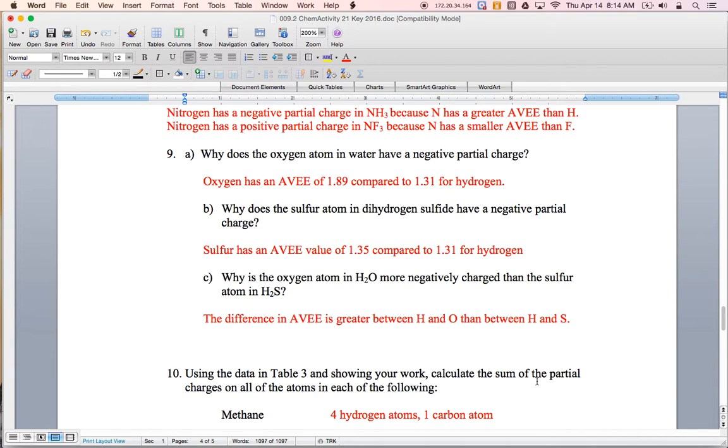And lastly, why is the oxygen in water more negatively charged than the sulfur in H2S? The difference in average valence electron energies is greater between the hydrogen and oxygen than it is between the hydrogen and sulfur. Remember, when you're looking at these situations, the two things to look for is which atom has the larger AVEE. It's going to get the partial negative charge. And you have to look at the difference in average valence electron energies between the two elements. The bigger the difference is, the greater the value for the partial charges.